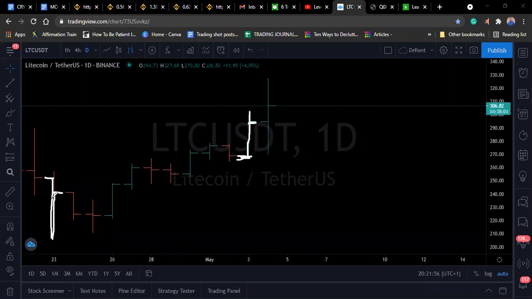So once the opening price, which is this, is higher than the closing price, it means that price overall for that day went down. In this case, when the opening price is lower than the closing price, it means overall price went up for that day.